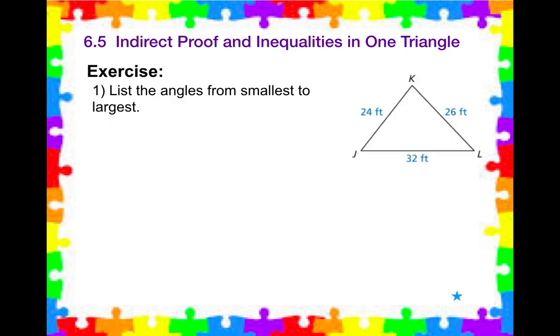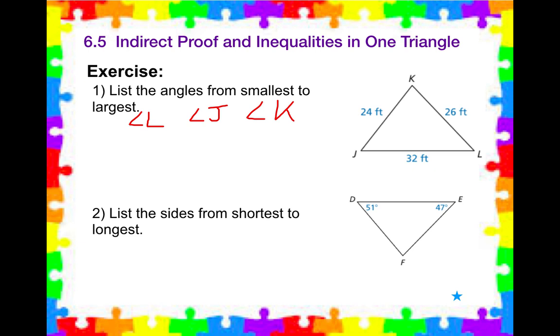So let's list the angles from smallest to largest. If I was looking at side lengths here, this is the largest side length, and this is the smallest side length. So the smallest angle has to be opposite, angle L. So angle L has to be the smallest. The next size is this 26, this is the medium size, so J must be the medium angle. And then finally, the longest side is opposite the largest angle, so angle K is going to be the largest angle.